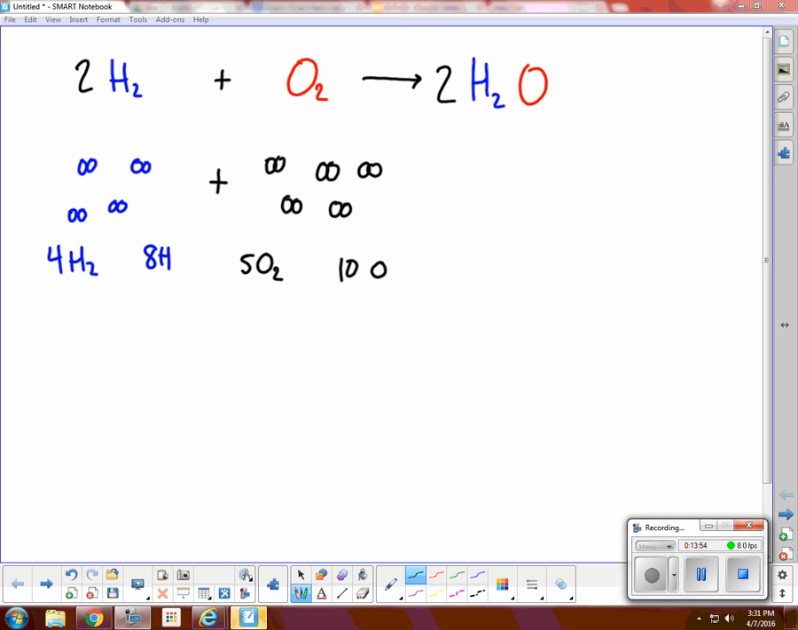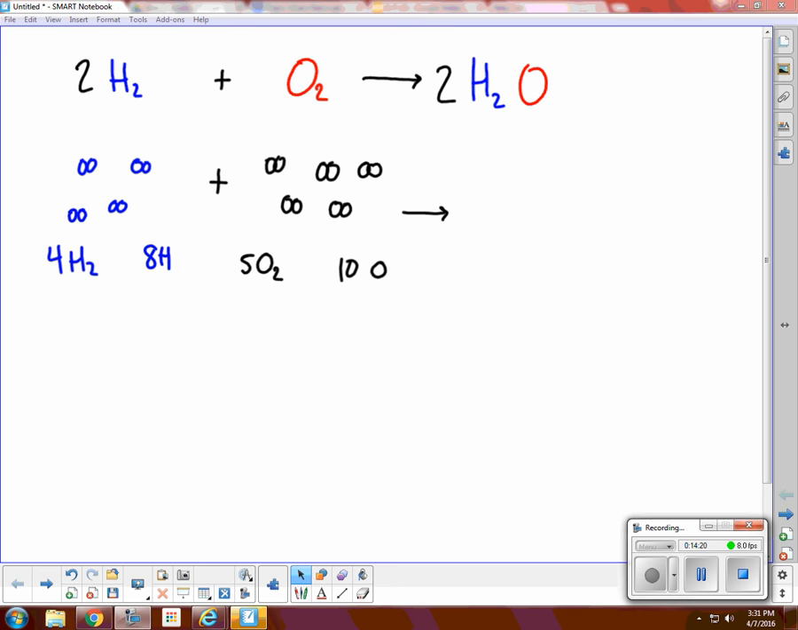So the question is, how much water can I make in this situation? How many water molecules? Are the hydrogens going to get used up? Or are the oxygens going to get used up? Or do I have the right exact amount of oxygen and hydrogen to use all the hydrogen and oxygen up? So let's set up a case 1 and case 2 for each of these.